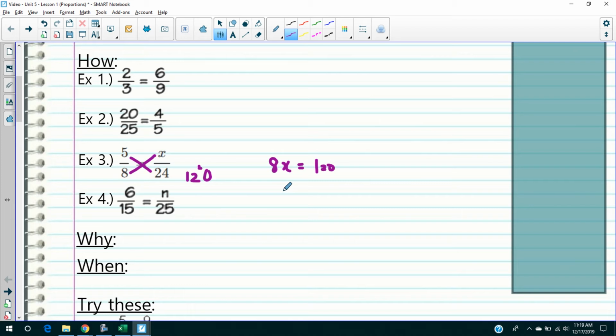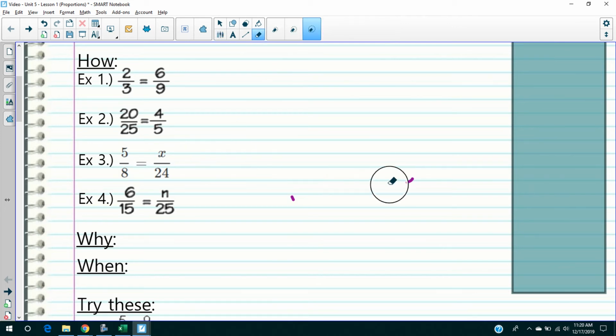How would you find out? 8 times what gives you 120? What would you do? Since this is multiply, you divide. You would divide by 8. So 8 over 8 is 1, so I'm just left with x. And then 120 divided by 8, what do you think that is? Right, 15. So for these two ratios to be in proportion, x needs to be 15. And you can check, by the way. If you cross multiply, 5 times 24 is 120. If you do 8 times 15, that's also 120. So there's a way to check.